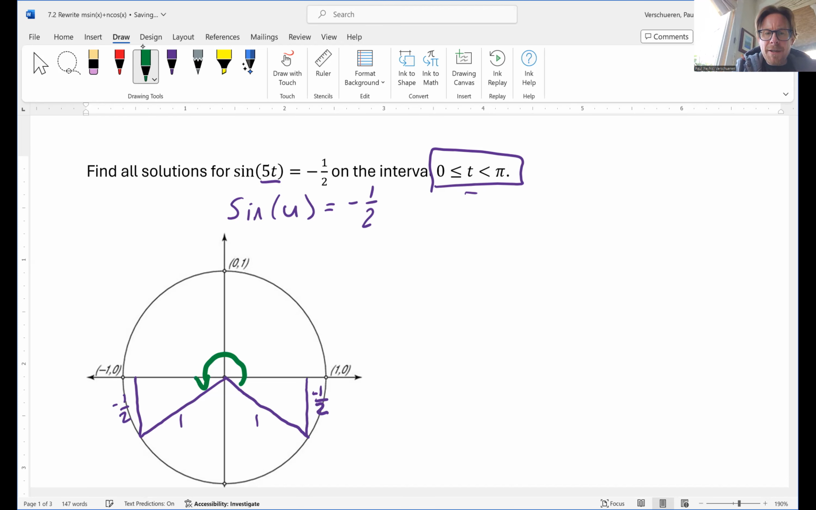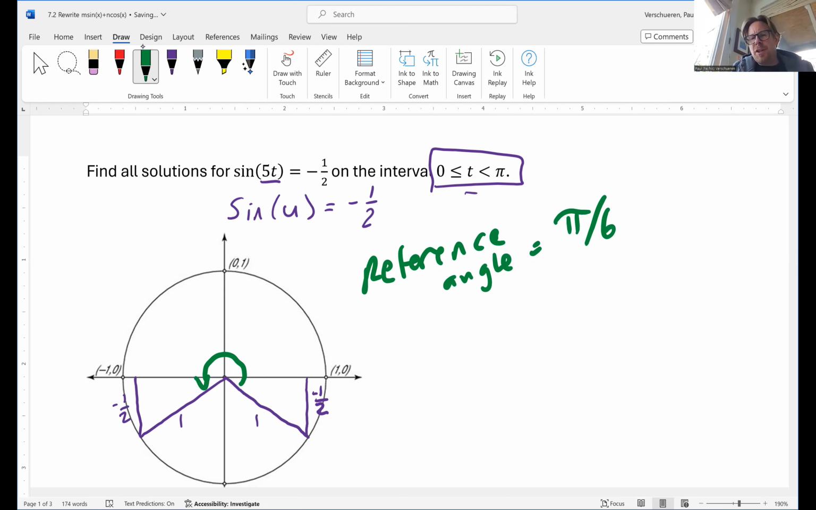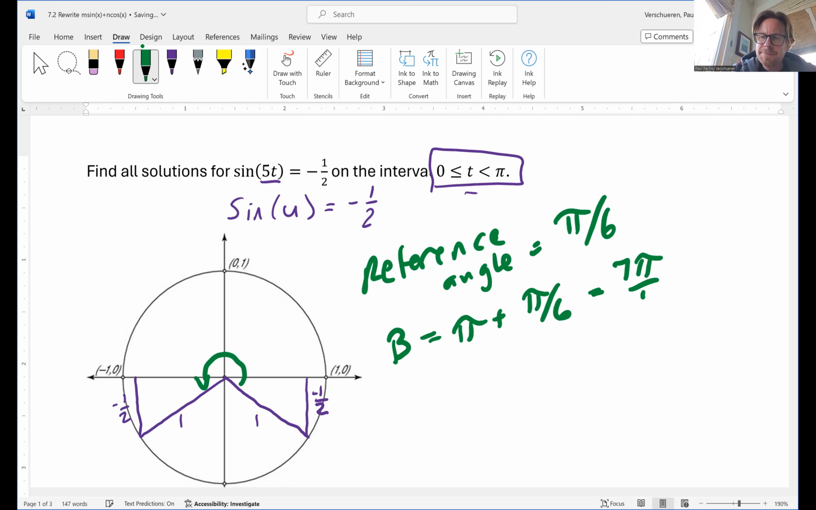The reference angle here, really related to this y length of a half, is pi over 6. Right, and we've got that in the unit circle, that pi over 6, or a 30-degree angle, will create that y length of a half. So to get to B in this case, which you can see is that reference angle past pi, you can just say pi plus pi over 6. I tend to think of that as 6 pi over 6 plus pi over 6. That's going to be 7 pi over 6.